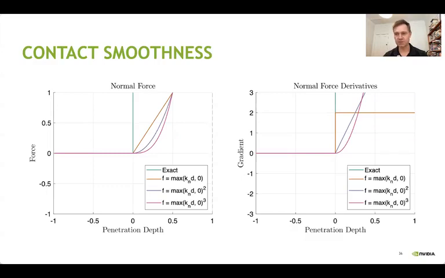We have this hard step function, and so we can change that to a hinge function by using a penalty force proportional to the penetration depth. And we can achieve higher levels of smoothness just by exponentiating this contact model.